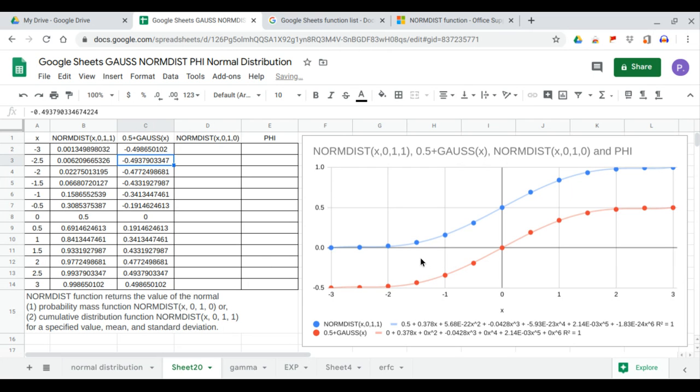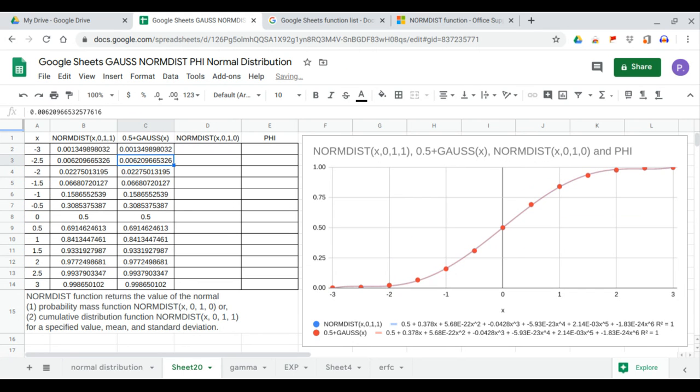You will notice there's a difference at the mean. There's a difference of 0.5. So we will add 0.5 to the formula. Now the datasets are exactly the same. That's for the cumulative distribution function.